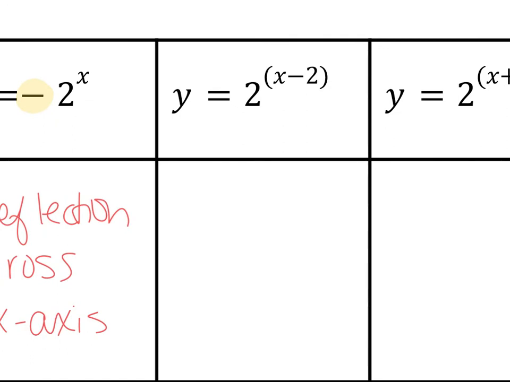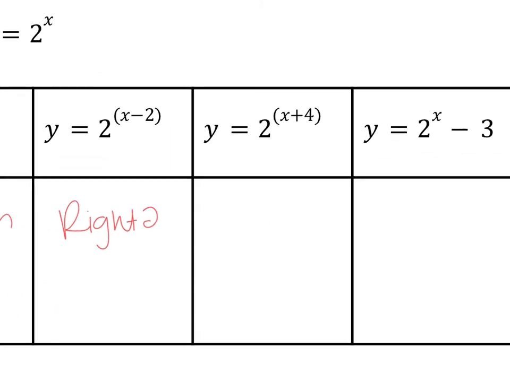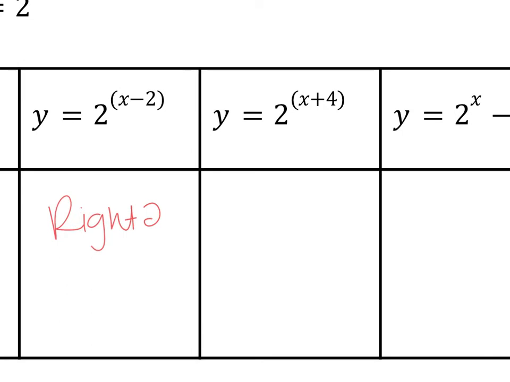This one, whenever you have x minus something, that's a translation, and that is right 2. So if it's up in the parentheses, you think the opposite, just like on the other ones. If it's minus, that means right. Very similar to the other functions that we've done. This one, if it's plus in the parentheses up to the exponent, so when you type those in the calculator, you're probably going to have to put parentheses around it, just to give you a heads up. But this is actually a translation left 4.